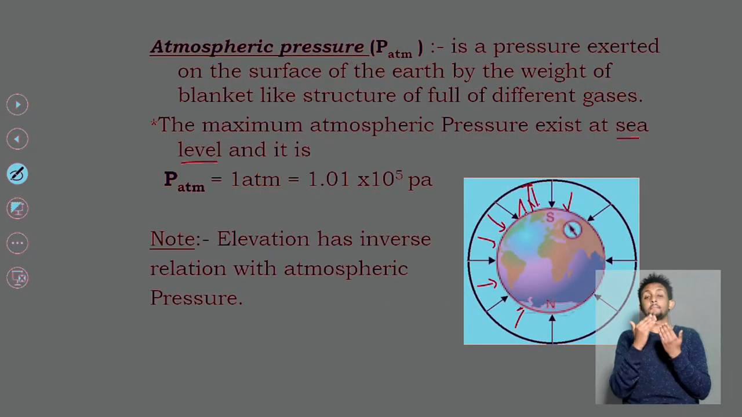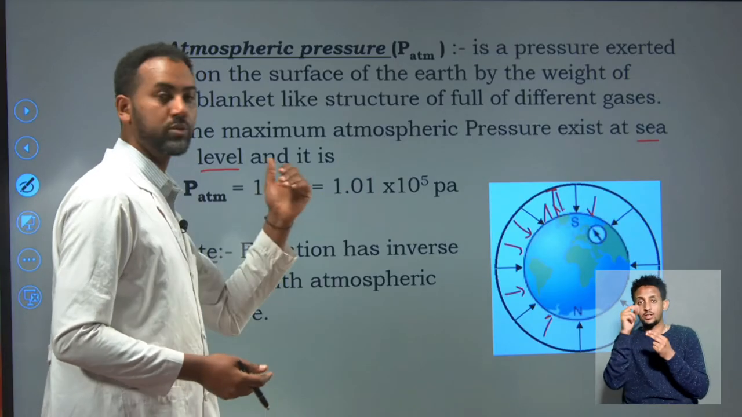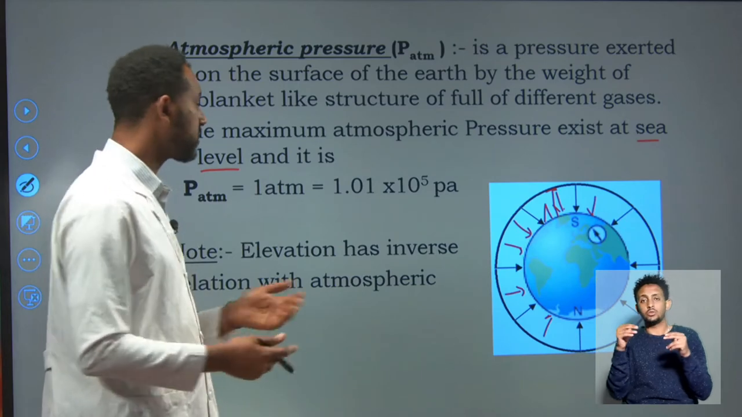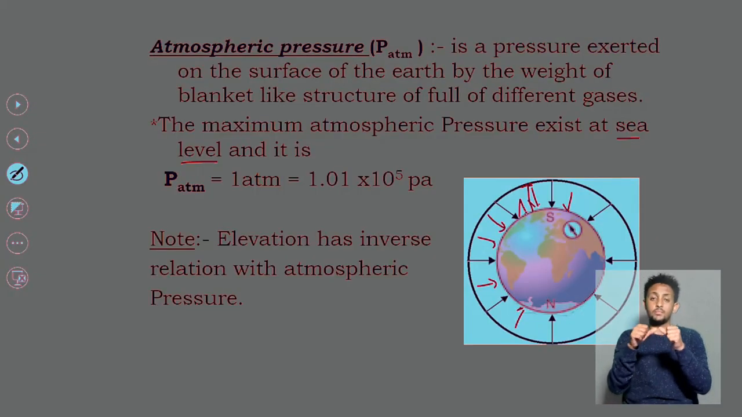And the maximum atmospheric pressure is given to be one atmosphere. Actually, atmospheric pressure can be measured using different units. You might use Pascal, torr, millimeter of mercury, centimeter of mercury, and so on. So at sea level, the maximum atmospheric pressure is one atmosphere, atm, and it can be given as 1.01 times 10 to the power of 5 Pascal, or easily you can use 101 kilopascal as the maximum pressure.